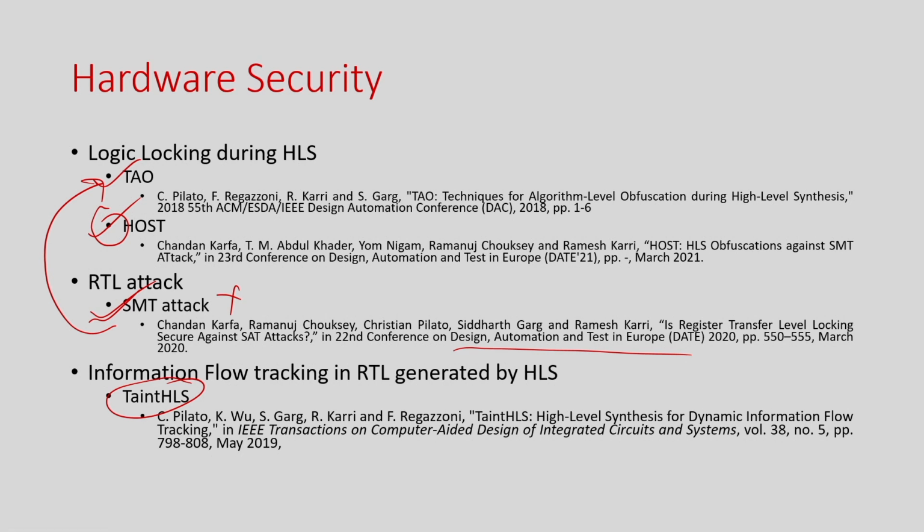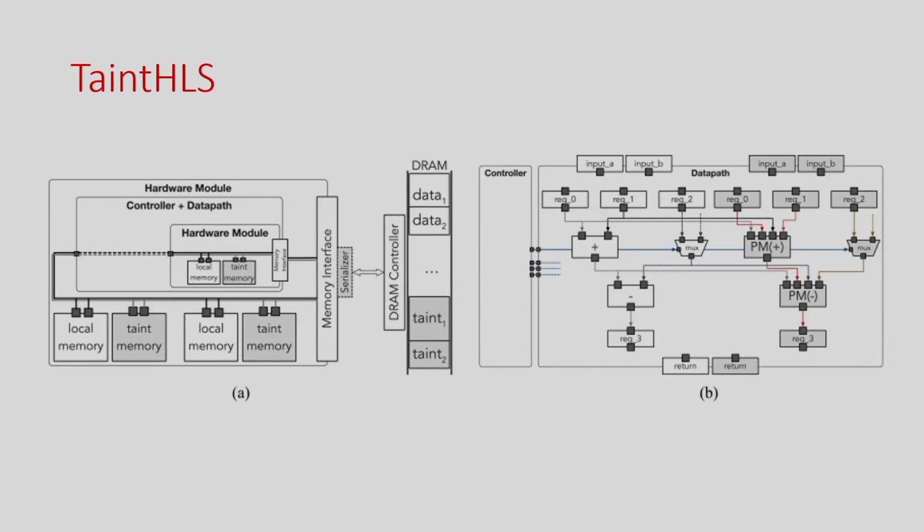generate an RTL from a C code, where the RTL has the information flow tracking already embedded into it. So, I now have an RTL generated by a high level synthesis tool from an input C code, and that generated RTL can also track the information flow, right. So, the basic idea is like this.